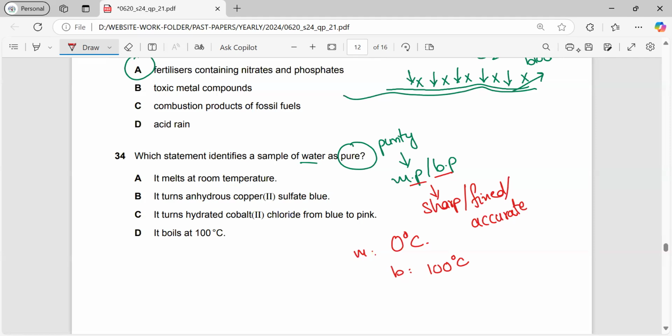Does it melt at room temperature? No. Does it turn anhydrous copper sulfate blue? No, and this is the test for the presence of water. Does it turn hydrated copper sulfate from blue to pink? No. It boils at 100. This is correct. If the water is boiling at 100, this shows that the water is pure.